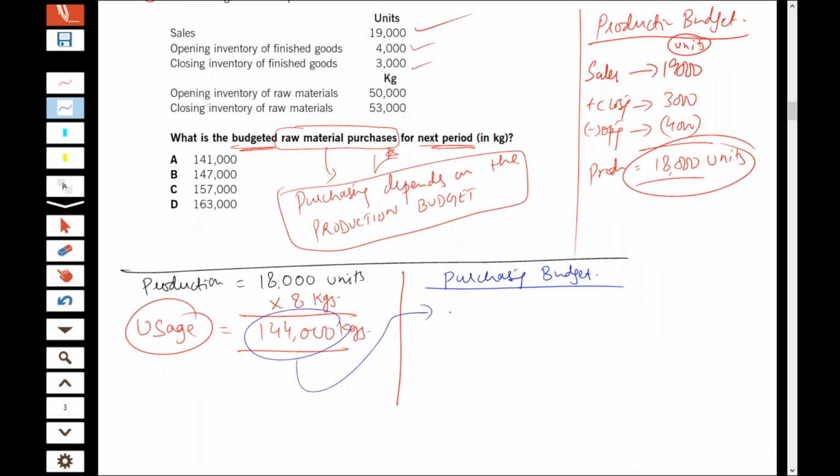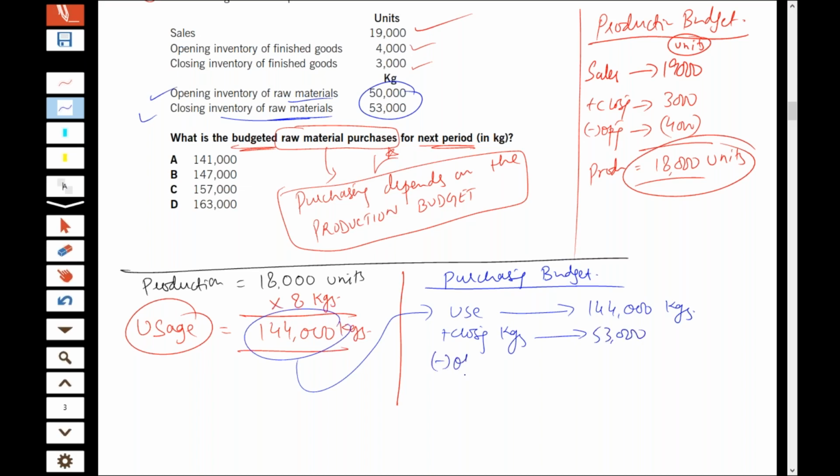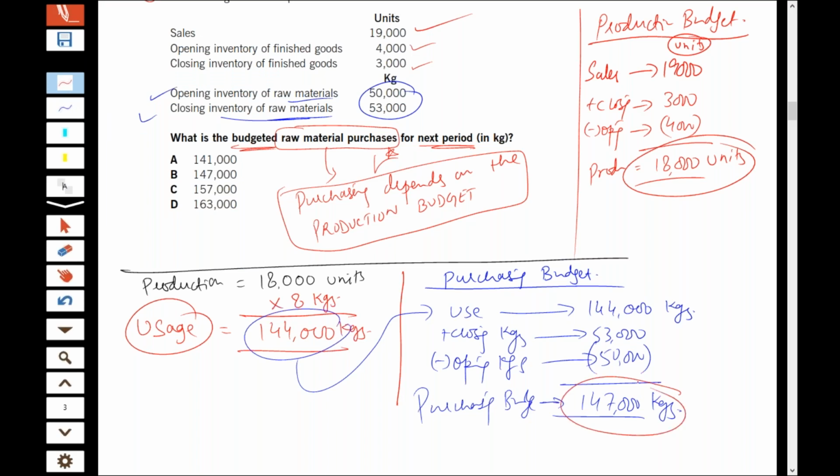Obviously, I will be purchasing according to my need of use, that is the usage of 144,000 kilograms. We have to adjust opening and closing inventory. Closing inventory of raw materials was 53,000 and opening was 50,000. So the purchasing budget is 144 plus 53 minus 50. That means 147,000 kilograms will be purchased. We had discussed it in detail in our day 1 budgeting, and that's 147,000, option B.